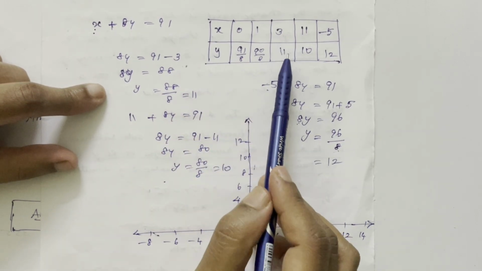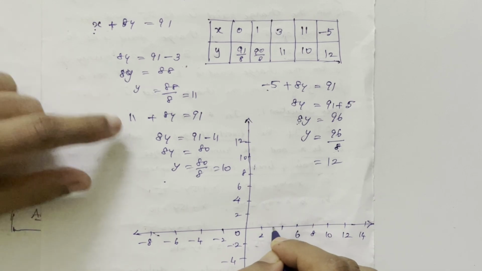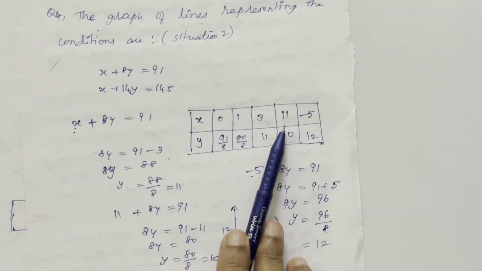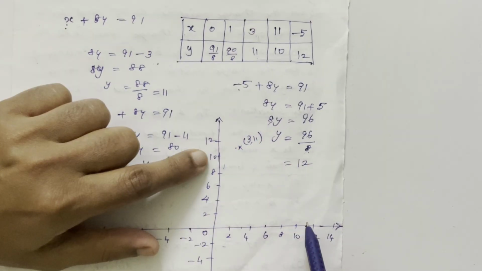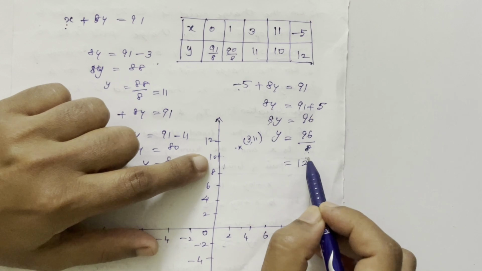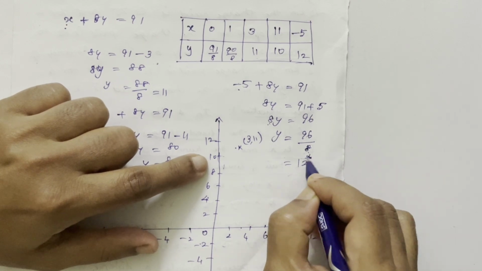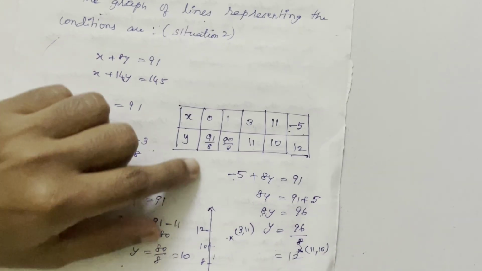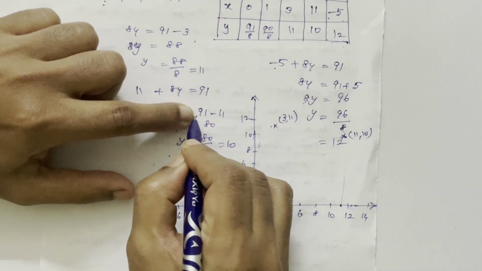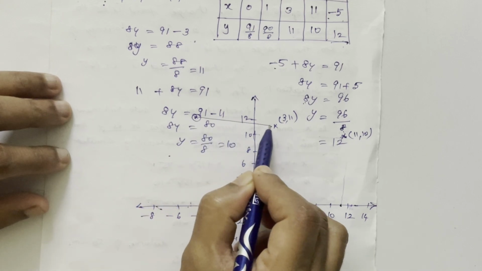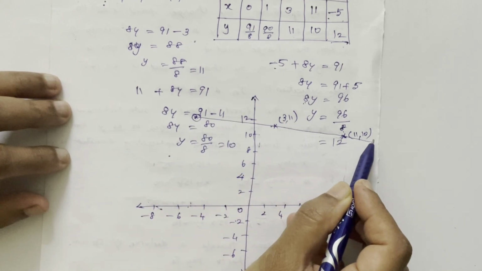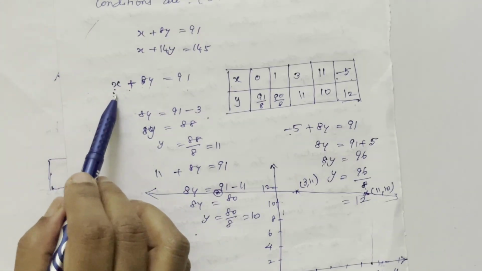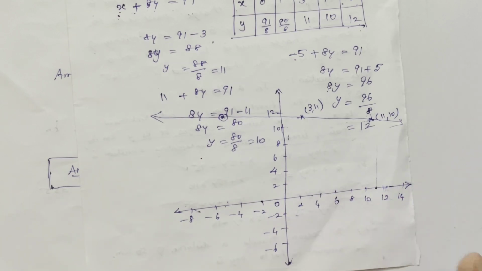Now we plot 3, 11. x is 3, y is 11. x is 11, y is 10. x is minus 5, y is 12. Join these points. The line corresponding to the equation x plus 8y equal to 91 is this.